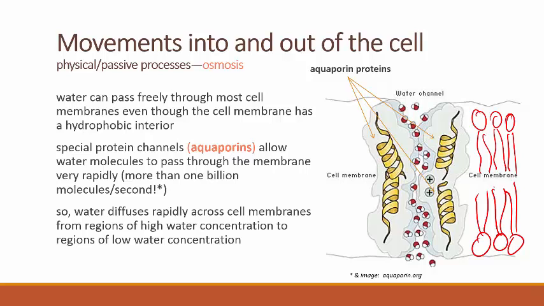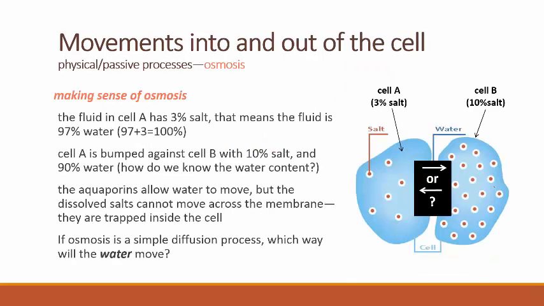And this can happen very rapidly. According to one website I found, water can move through at the rate of more than 1 billion molecules of water passing through every second. So water can diffuse rapidly across cell membranes. And just like we were talking about solutes making their way across the cell membrane from high concentration to low concentration, water does the same thing. It also moves from a region of high concentration to a region of low concentration.